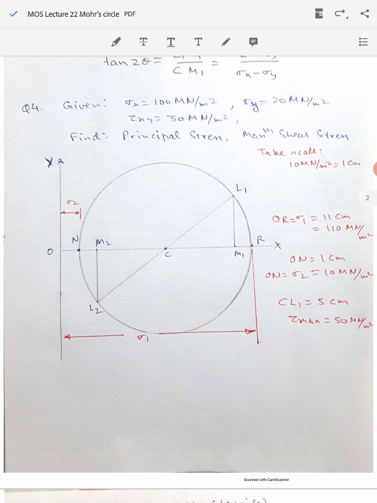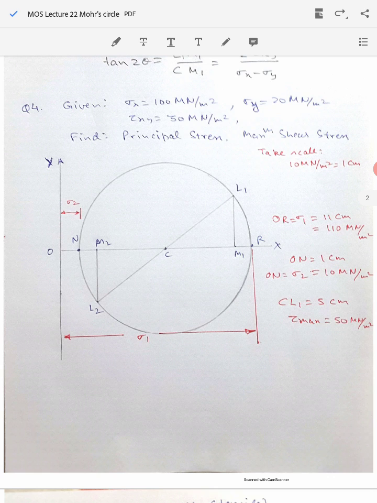Please find the value of the principal stress and maximum shear stress and so on. From all those descriptions, I have just given you the data which you need to pick up. What is given to you are the values of sigma x and sigma y. Apart from that, you are given the value of tau xy, and you need to find the value of principal stress and maximum shear stress.